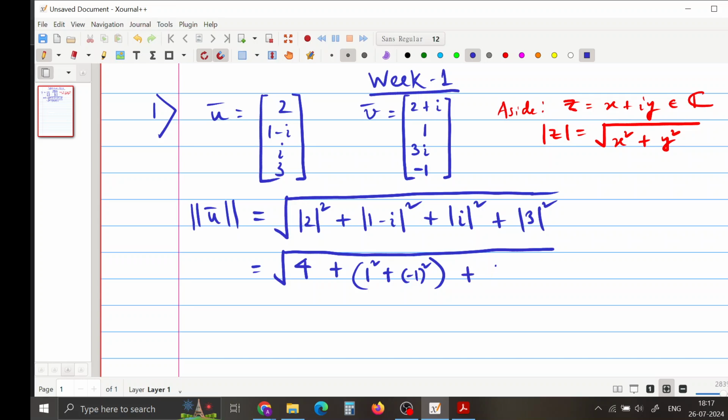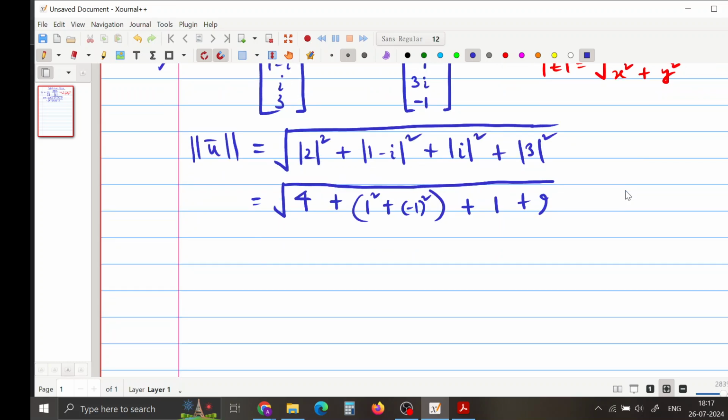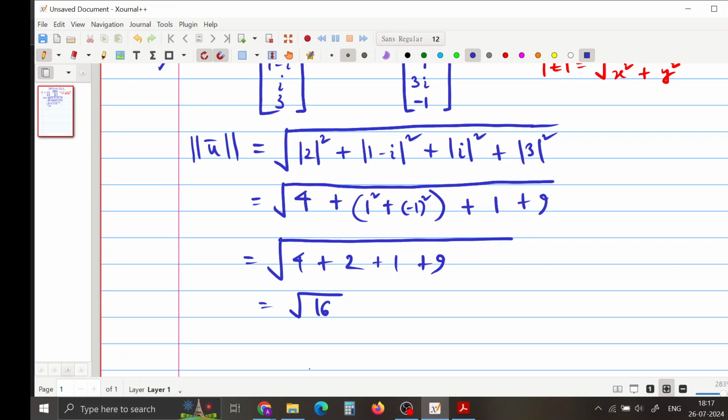So it's 1, and the last term is 9. I hope so far so good. So this results in 4 plus 2 plus 1 plus 9, which is 16, if I have not made any mistake. So what is the final answer? This is equal to 4.